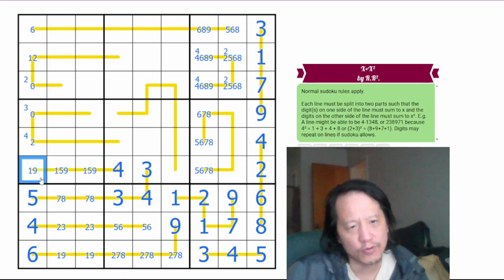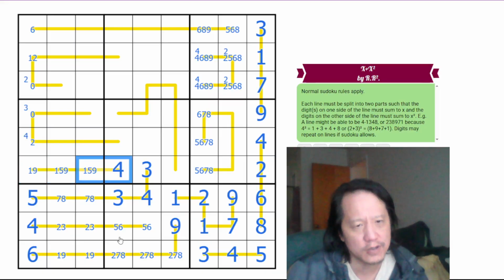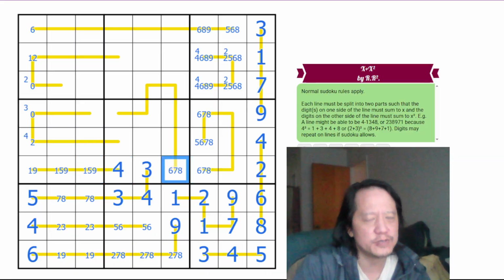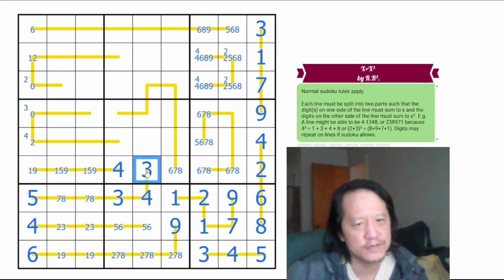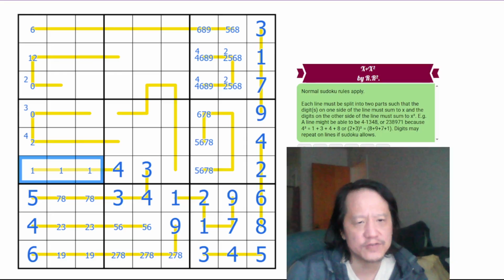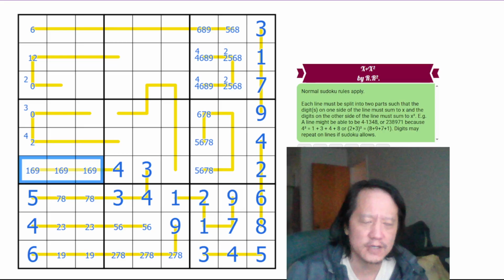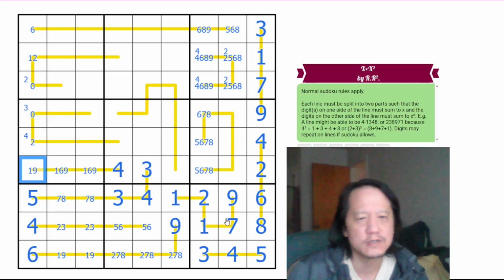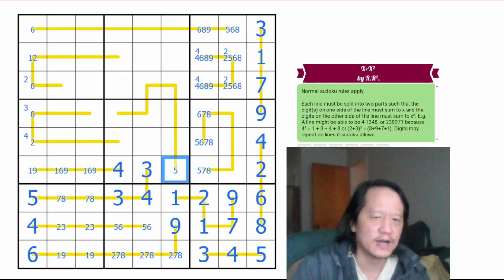Because you cannot have 4 here. You can't have 1, 3 here or 1, 3 here. So that forces the rest of the digits to be 6, 7, 8. So 25. Wait, that doesn't work. Oh. 159 is 15. It's 169 to add up to 16. So this is 169, which means this can't be 6. So that means this must be 5, 7, 8 to add up to 20.